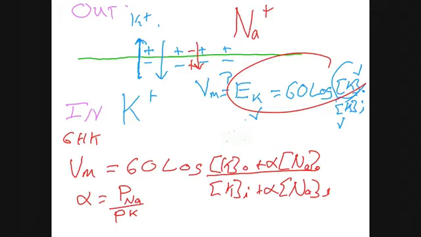What if there was no sodium permeability? The membrane was only permeable to potassium. Sodium permeability is 0. That means alpha is equal to 0. So what does the Goldman-Hodgkin-Katz equation reduce to? The Nernst equation for potassium, right?